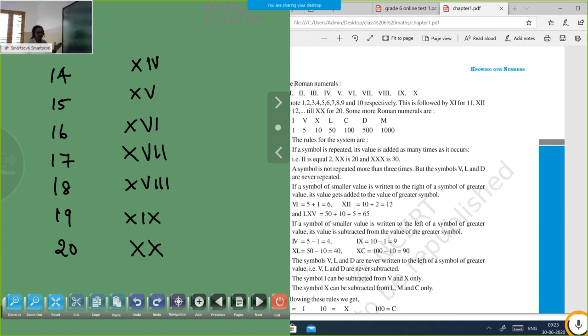So first write up to 20. Finish children? Roman numbers up to 20 we wrote today. Okay, now teacher will give you some note about which numbers we can repeat 3 times. We cannot repeat all the numbers 3 times. L we cannot repeat. Then D also we cannot repeat. Teacher will give you that. So teacher is going to the next page. Hope you did it up to 20.